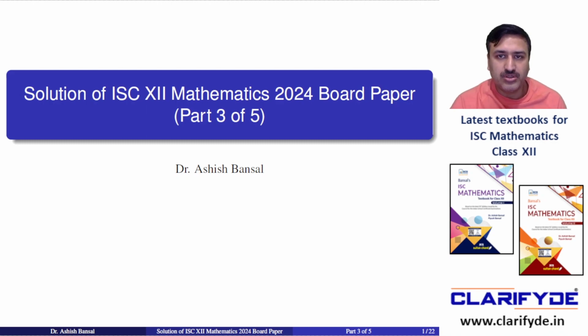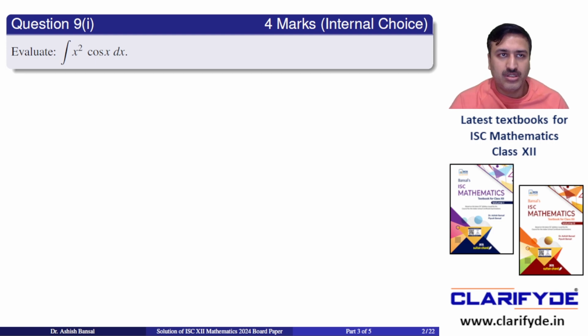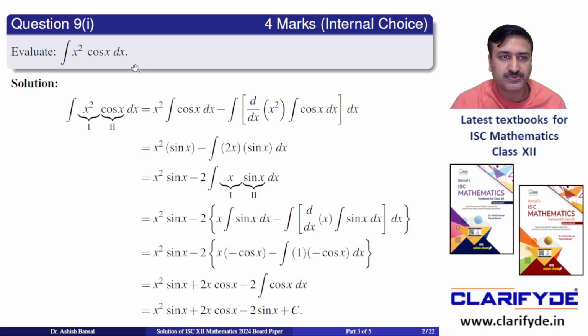In this video, I shall give you the solutions of question number 9 to 14 of the ISC 12 Mathematics 2024 board paper. This is question number 9. It is a 4-mark question and it has an internal choice. The first part is: evaluate the integral of x square cos x dx.